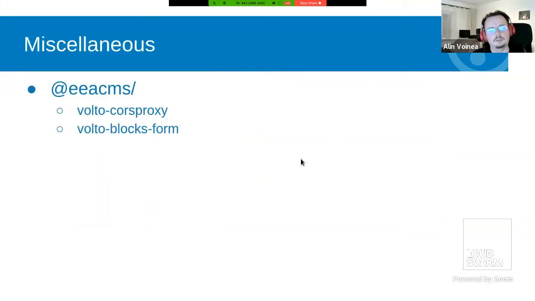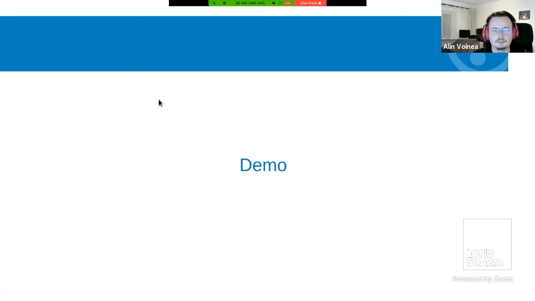And we have miscellaneous. Miscellaneous means that we have Volto CORS proxy and Volto blocks form. Volto CORS proxy is something very powerful. Tiberiu can tell you more about it. And the Volto blocks form are some components that we use to build the groups and accordion. Yeah, powerful add-ons.